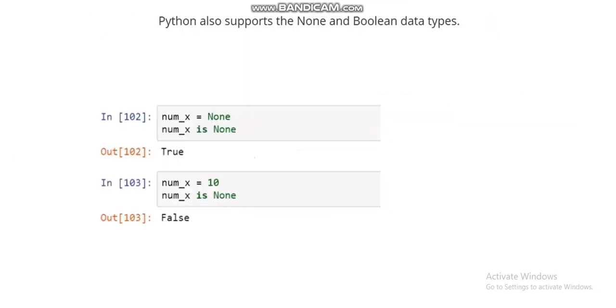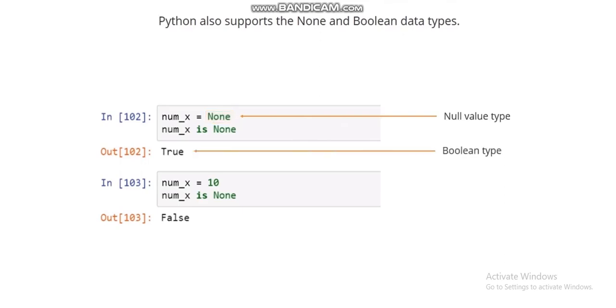Python also supports the None and Boolean data types. None is the Python null value type. If a function does not explicitly return a value, it implicitly returns None. The two Boolean values in Python are written as True and False. Comparisons and other conditional expressions evaluate to either True or False.